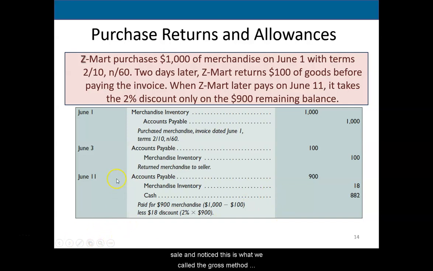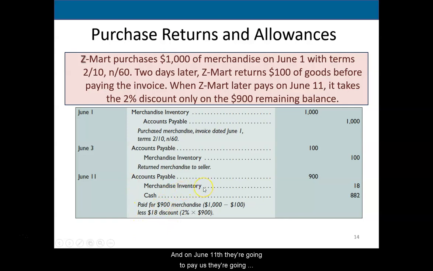So June 1st, we have the sale. And notice this is what we call the gross method, because until we know that they're going to take the discount, which we won't know for a few days, we're going to record the sale at the gross amount, which we do. On June 3rd, they send back some merchandise. It's going to lower the amount that they owe us. It's also going to lower the value of our inventory.